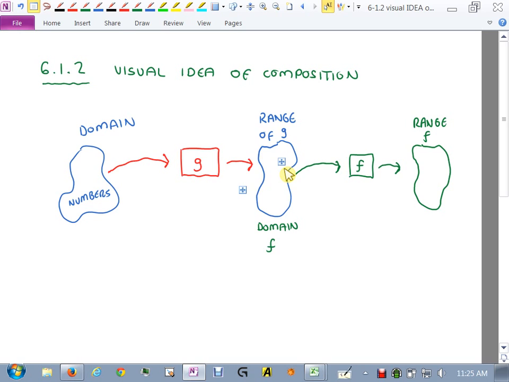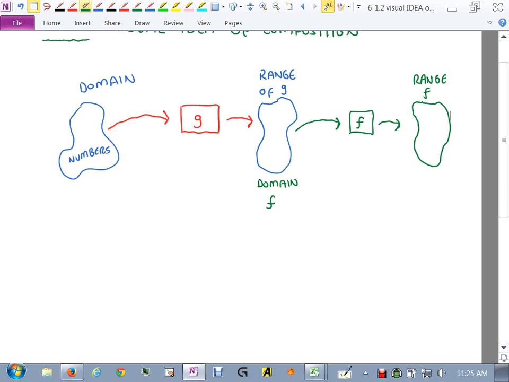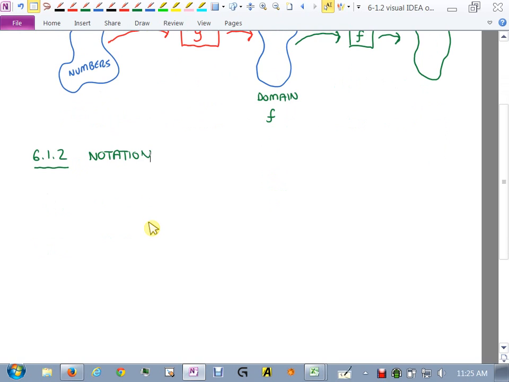Wondering if we should do some notation first. Yeah, let's just work on some notation. That's the visual. 6.1.2. Notation. So how do I tell you I want you to do composition? How do I actually let you know? Well, here's what we do. We write f with a little o in between it, like that.